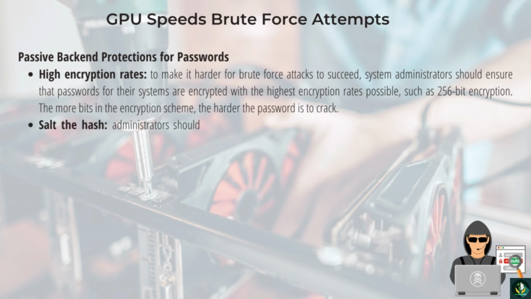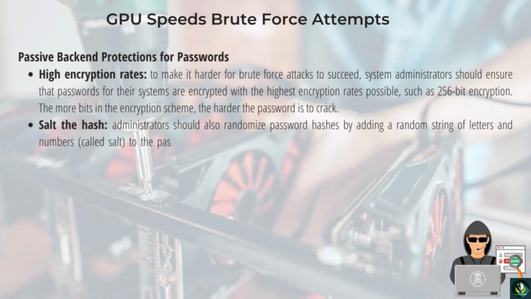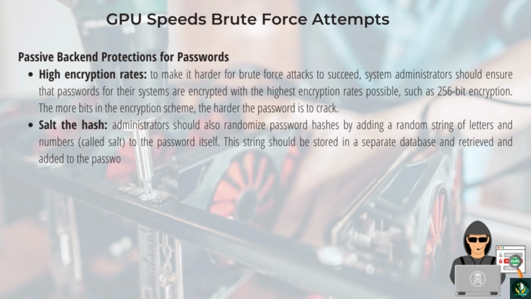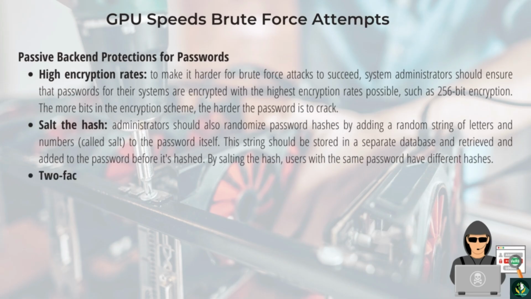Salt the hash. Administrators should also randomize password hashes by adding a random string of letters and numbers, called salt, to the password itself. This string should be stored in a separate database and retrieved and added to the password before it's hashed. By salting the hash, users with the same password have different hashes.